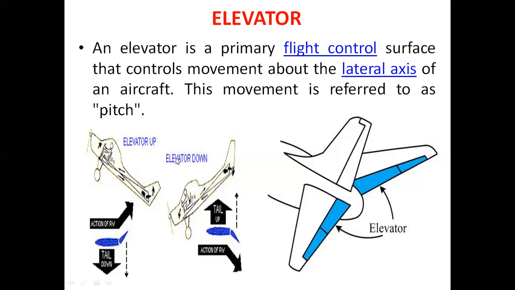Now, in the second diagram, when the elevator is going down, the action of relative wind will create a tail up force, and that tail up force will cause the nose down. So elevator down, nose down. So we can say elevator up, pitch up; elevator down, pitch down.